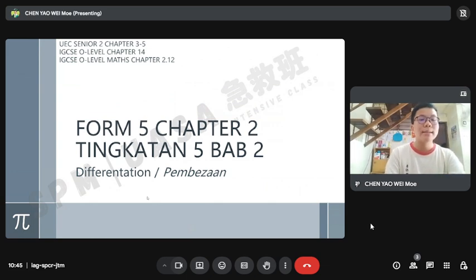This is quite hard because this chapter is quite long, so we're going to do three different parts. The first part, we will move from the beginning. You need to know the relationship between limits and differentiation. Differentiation is one of the topics in calculus.